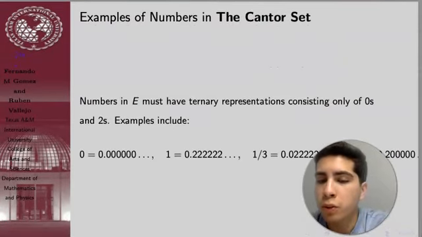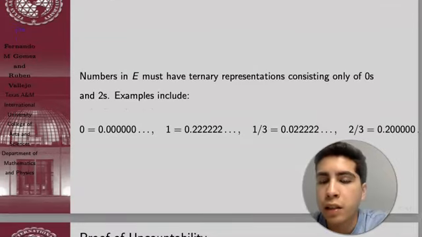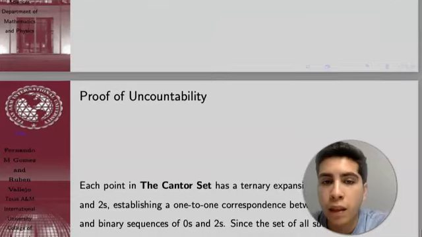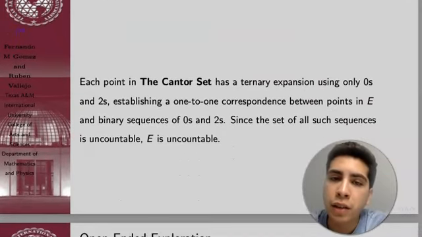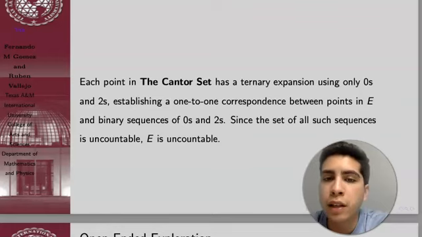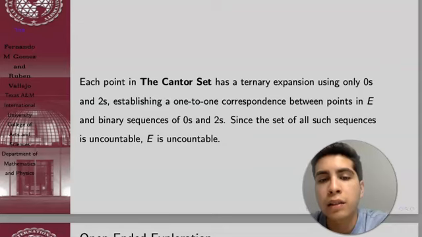Numbers in E must have ternary representations consisting only of zeros and twos. We notice that 0 is entirely made of zeros, 1/3 is 0 followed by zeros and 2/3 is 0 followed by twos. We can prove the uncountability of the Cantor set by considering that each point in the Cantor set has a ternary expansion using only zeros and twos, which establishes a one-to-one correspondence between points in E and binary sequences of 0 and 2. But since the set of all such sequences is uncountable, E, the Cantor set, is uncountable.